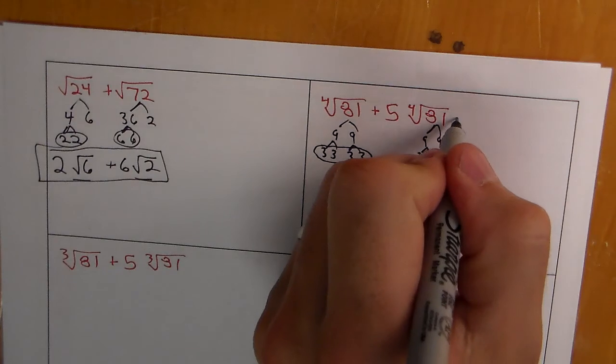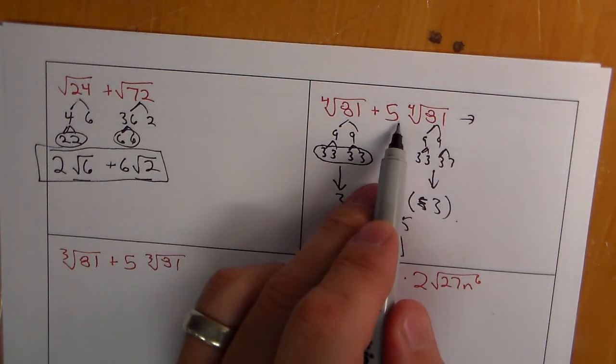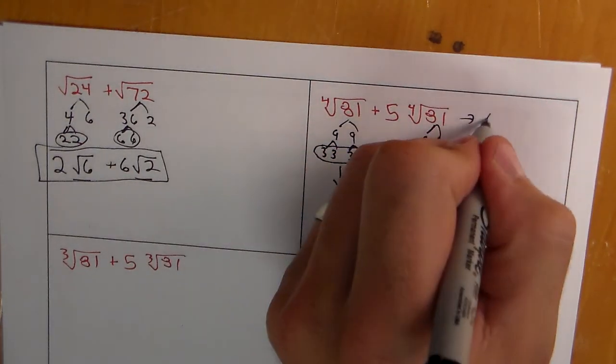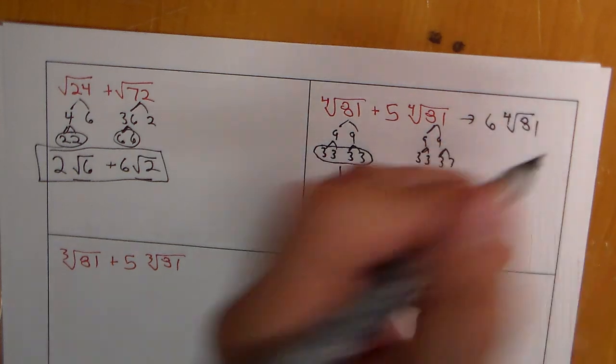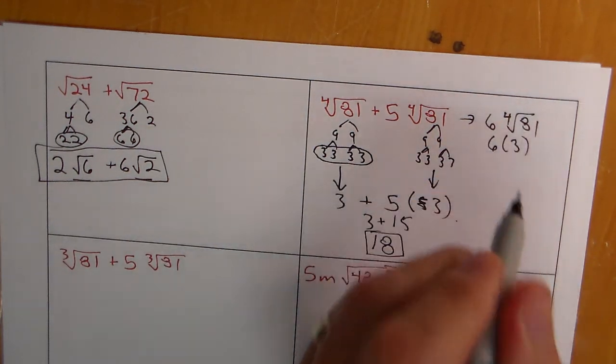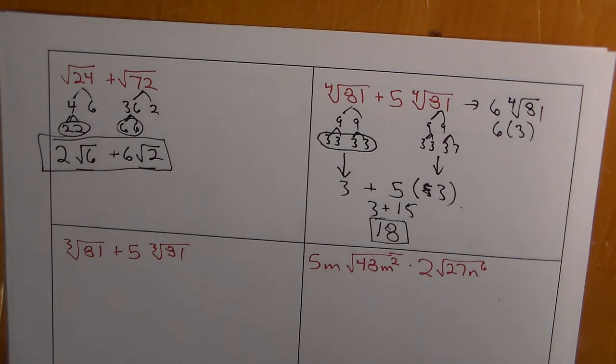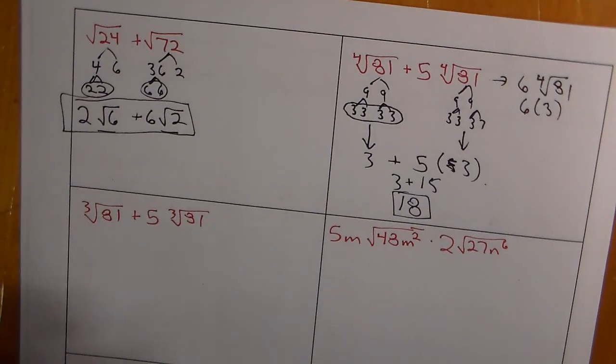Now you may be looking at going, well, why didn't you just do this term plus 5 of these and make it 6 4th root of 81 to start? It still would have worked out because that became 3 and we still arrive at 18. Either way. So now we look at the next one.